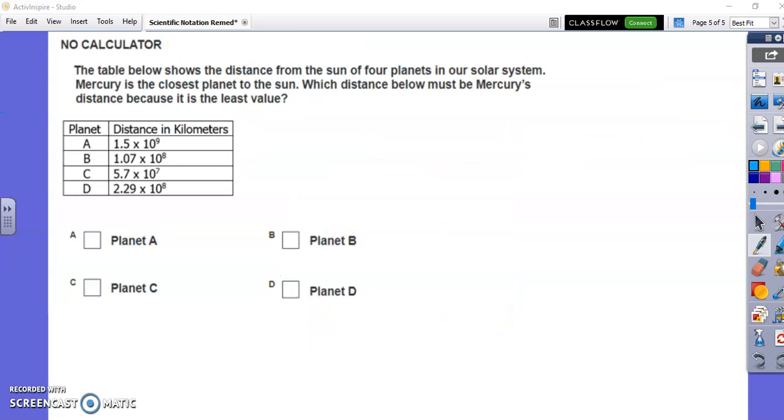Question number 9. The table below shows the distance from the sun of 4 planets in our solar system. Mercury is the closest planet to the sun. Which distance below must be Mercury's distance because it is the least value?